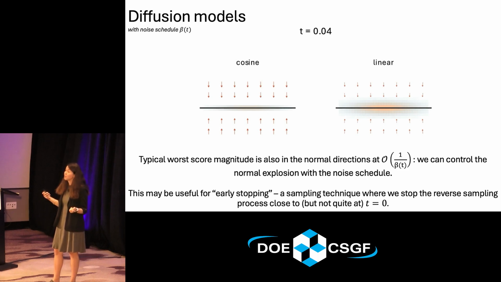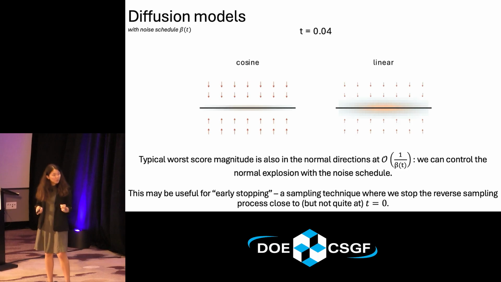But remember, beta of t was something that we chose. So that suggests that maybe beta of t might be a means towards which we can, if you're set on using a diffusion model, control the rate of explosion. And this might be useful for something called early stopping, and I don't mean that in the training sense, but this is a sampling technique used in manifold constrained or manifold assumed diffusion models where we stop the reverse sampling process really close to t equals 0, but not quite there. So we stop sampling before everything starts going to infinity.